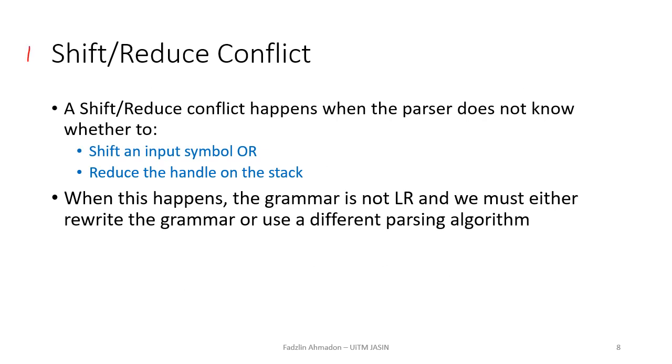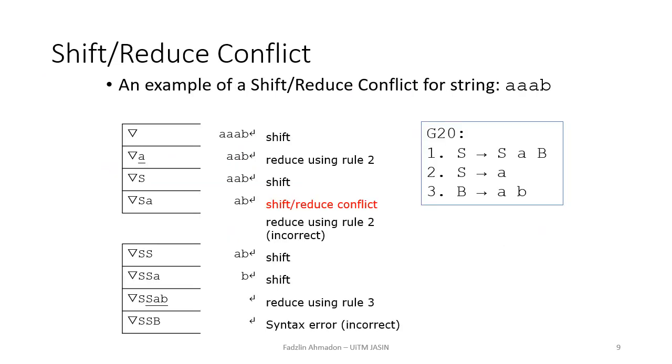The first one is called Shift Reduce conflict. A Shift Reduce conflict happens when our parser does not know whether to do a shift operation or a reduce operation. When this happens, we say that this grammar is not an LR grammar. Therefore, we must either rewrite the grammar or use a different parsing algorithm. This is an example of a shift reduce conflict for this input string AAAB, and we will use grammar 20 to try and parse this string.